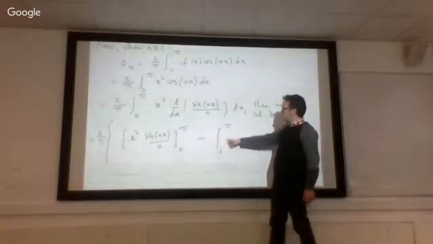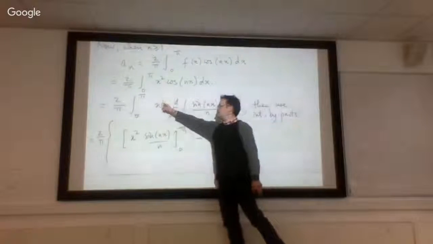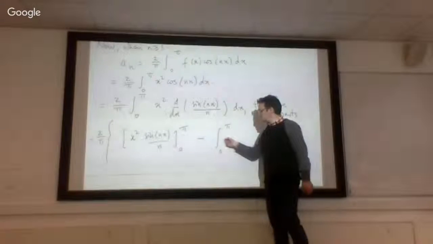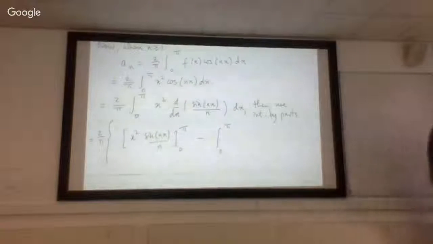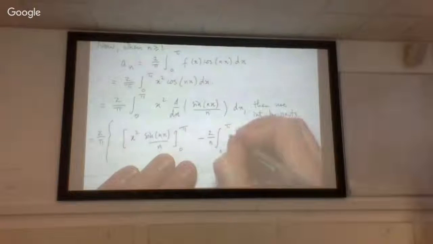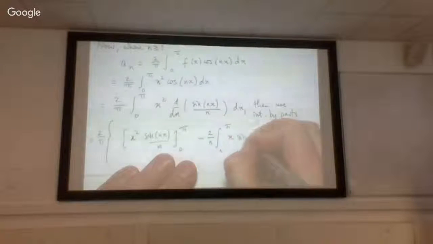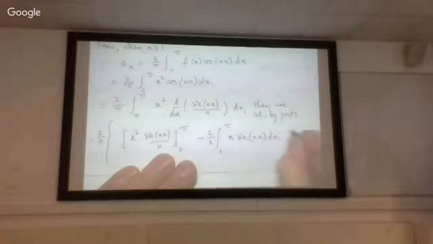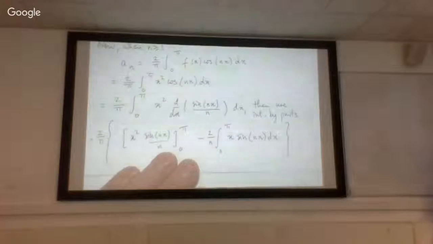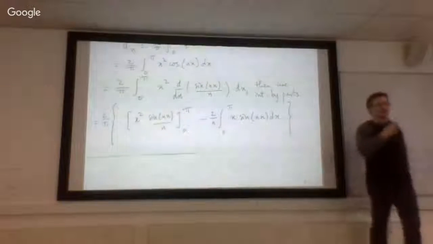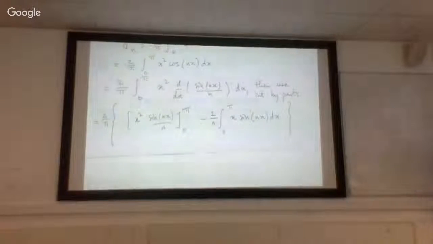I'll simplify it a bit as I go. So I'll have an extra factor of 2 from differentiating the x squared. I get 2 times x. And I've got this factor of n here. I'll bring those outside the integral to make it a little bit easier. So it'll be minus 2 over n times the integral of x sine nx dx. Okay. So that's the application of integration by parts once.